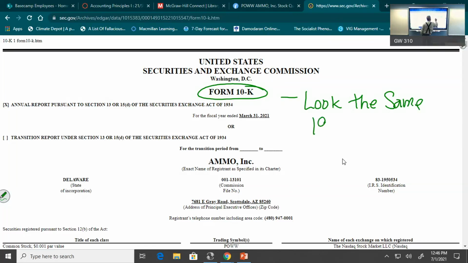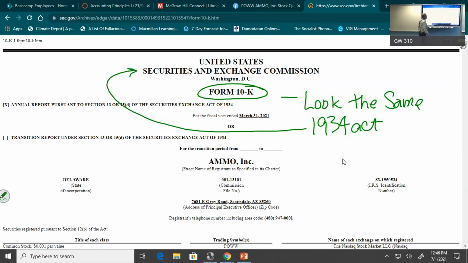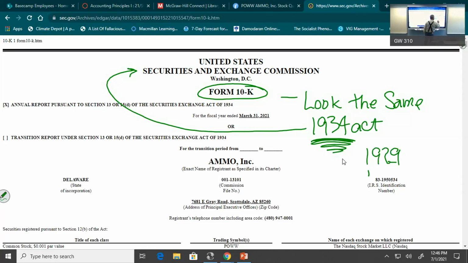Due to the 1934 Act, and this is securities. The 1934 Act created the Securities and Exchange Commission because this legislation came around. You know how slow they are in Washington. This was due to the 1929 market collapse, right? Stock market collapse, right? Black Tuesday. So AMO Inc., right?